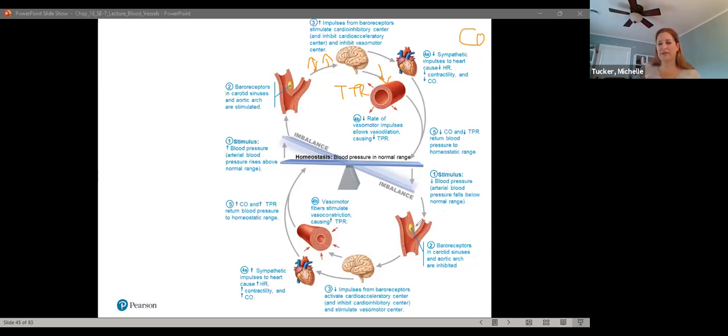If blood pressure falls, these are not getting stimulated, they're actually inhibited. There's no input or less input to the brain. That lower rate of input then is going to stimulate vasomotor fibers, causing them to vasoconstrict, as well as increasing sympathetic activity to the heart to increase heart rate and contractility, and therefore cardiac output. So baroreceptors affect both total peripheral resistance and cardiac output as a short-term neural mechanism.